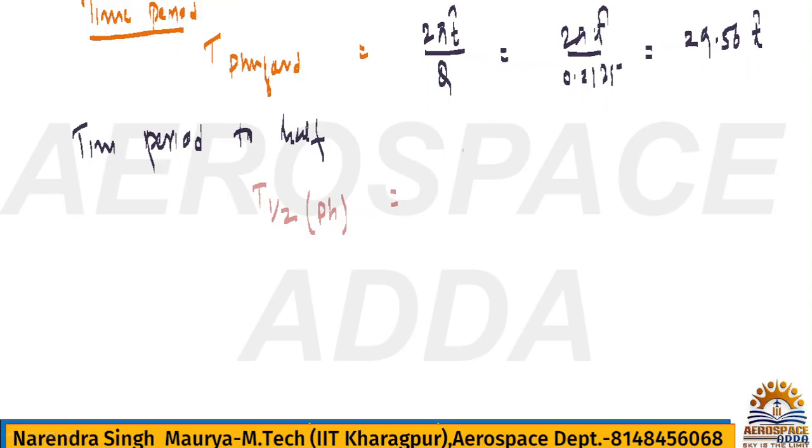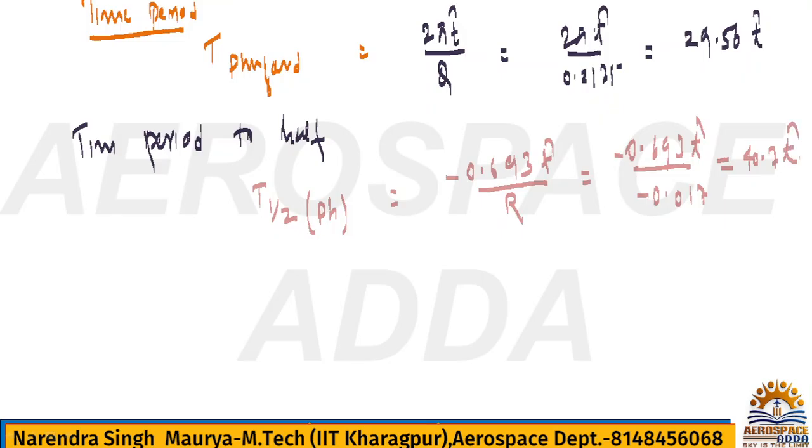The formula is the same as for the short period oscillation. Here also you write 0.693 t cap divided by the real part. The real part is denoted by r, and it is nothing but minus 0.017. Cancelling out, ultimately for the phugoid you get 40.7 t cap.